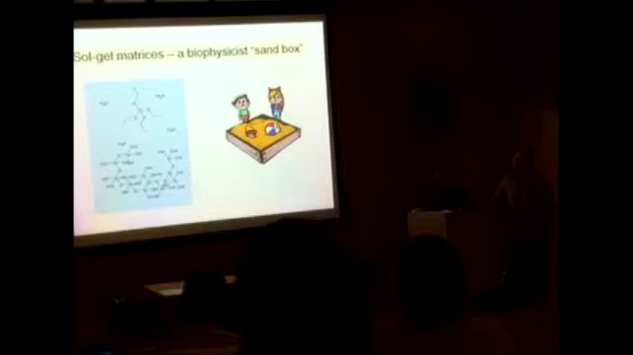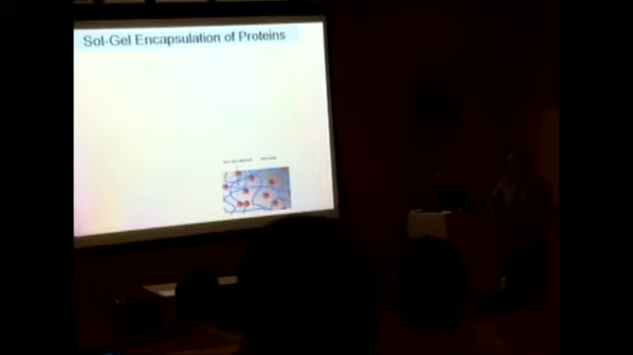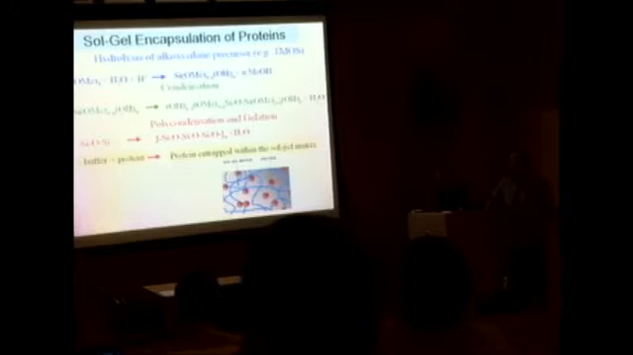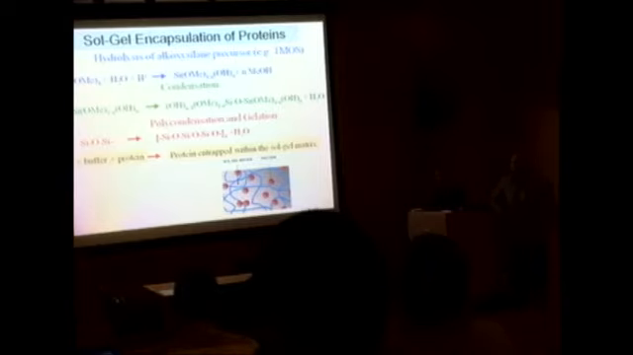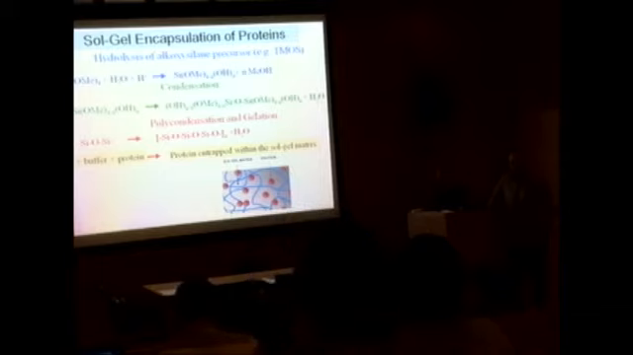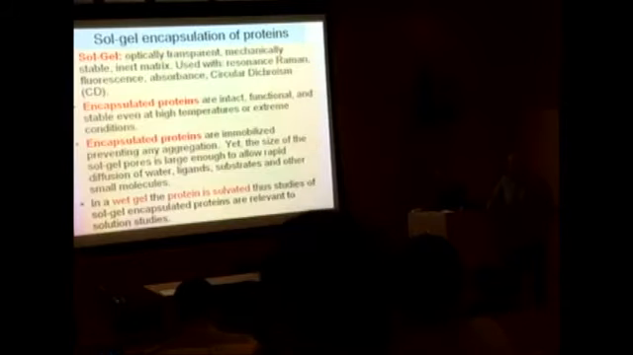So what will happen if in that process, when you take the solution and let it gel to form a solid, you also add a protein? If you add a protein in this process, it will get embedded into that solid. So you have a network of silica oxygen and in it some protein. So you've encapsulated the protein inside that solid. So what are the advantages of this kind of an approach?